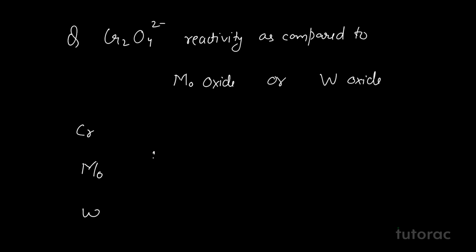Now this oxide of chromium, which is this one. In this case, the oxidation state of chromium is what? Let's try to find that out. If I write it as X, 2X and oxygen offers -2, so -2 into 4, that would give me -8 equals -2. X comes out to be +6. So chromium here is in +6 oxidation state and the oxides of molybdenum and tungsten are also, let's say, +6.